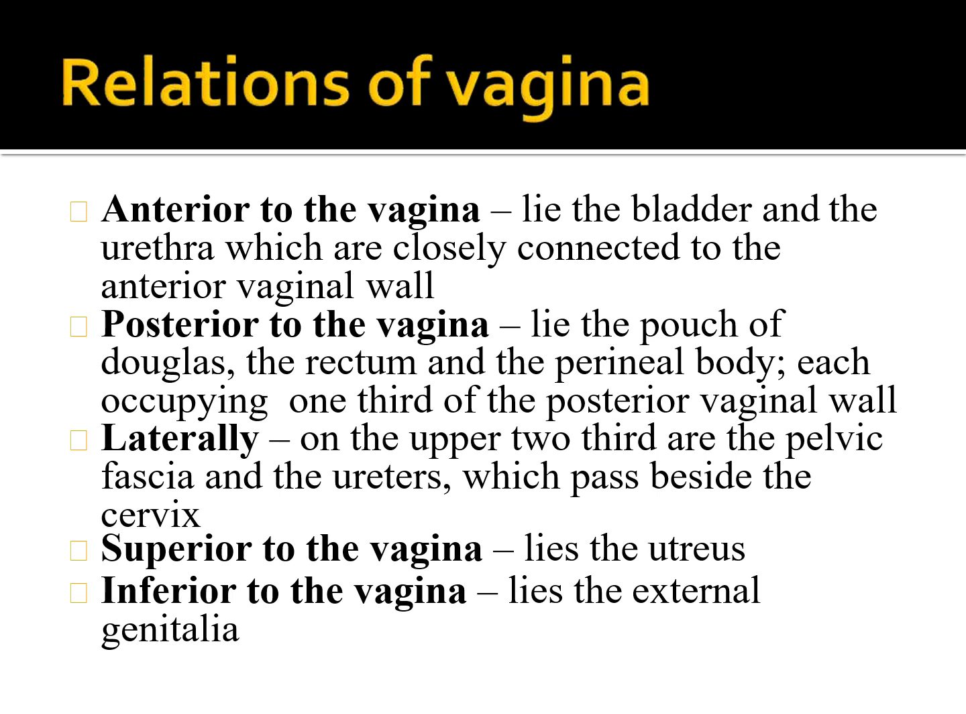Laterally, on the upper 2/3, are the pelvic fascia and the ureters, which pass beside the cervix. Superior to the vagina are the cervix and uterus. Inferior to the vagina is the external genitalia. So these are the structures which are present around the vagina.